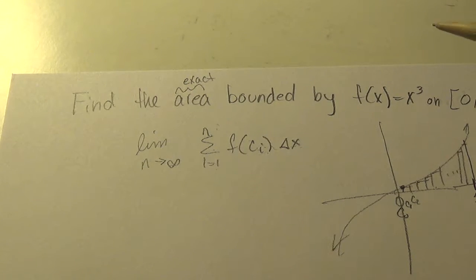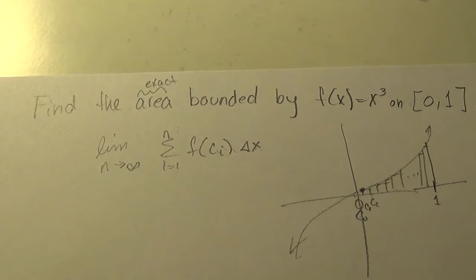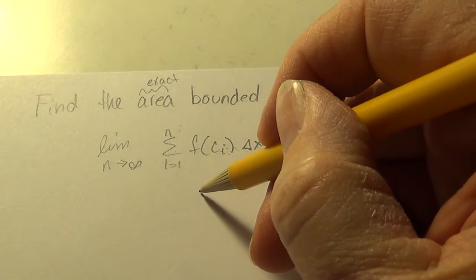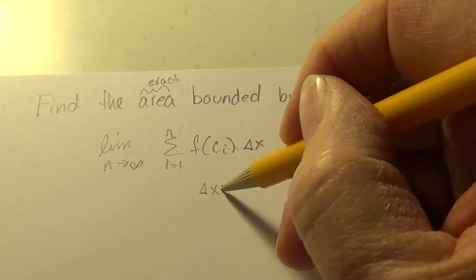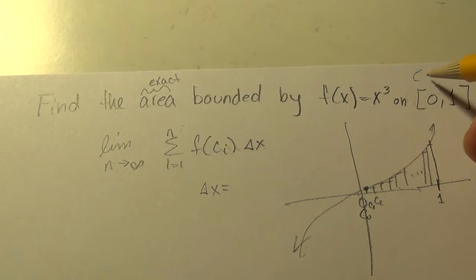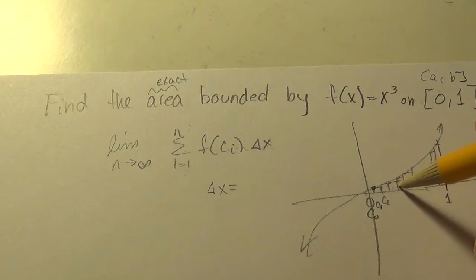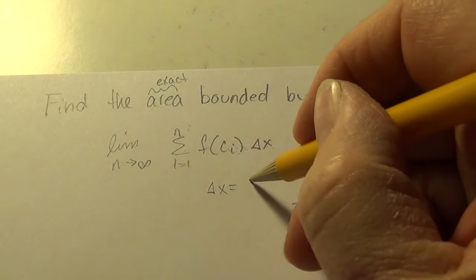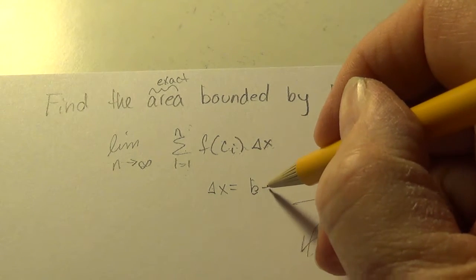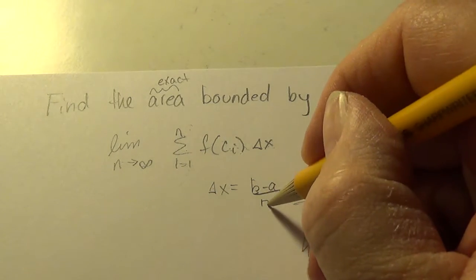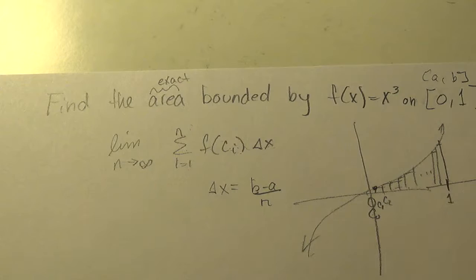All right, so now for this specific example, what is our change of x? Again, in general, this interval is a to b. So to get the width of one of the subintervals, it's going to be b minus a divided by the number of subintervals, so n. b minus a over n is change of x.